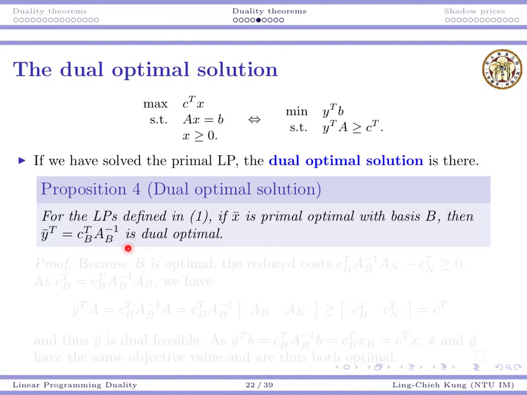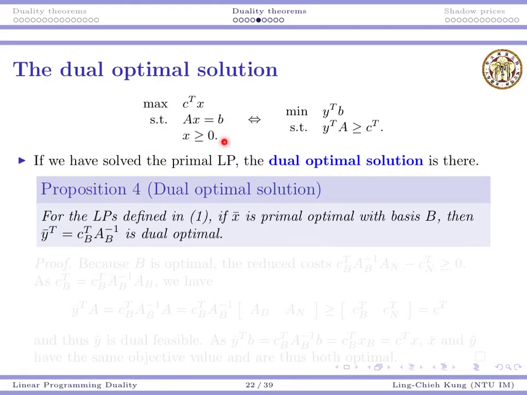Let me say some more details here. When I give you a linear program, when I give you an optimal solution, actually no one guarantees that it is a basic feasible solution. It just guarantees that if this is optimal, then there exists an optimal basic feasible solution. So here we are implicitly assuming that this X bar is a basic feasible solution, and that's why there is a basis associated with it.